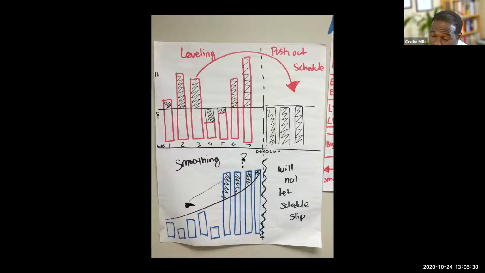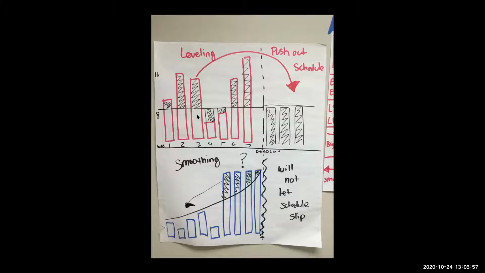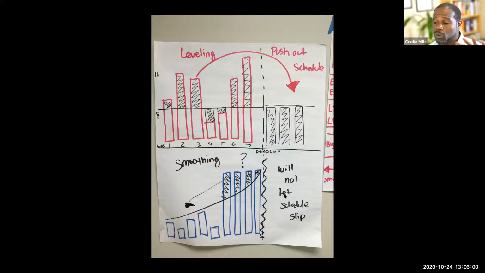So the reason I have this question mark here is that these are discretionary activities. Can we perhaps smooth out the peaks and valleys so we don't have such a big jump? But if not, we've got to do what we've got to do. So smoothing will not let the schedule slip. Leveling will. You need to remember that for the exam. So leveling will push the schedule out. Smoothing will not. Got it.